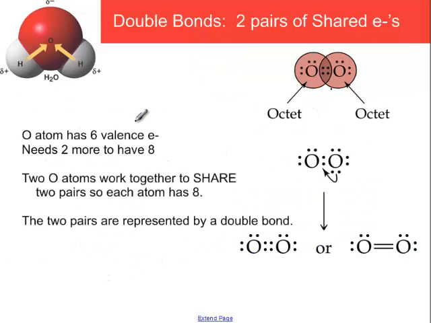Now let's look at oxygen. Oxygen has 6 valence electrons. And again, if you don't remember how to figure out valence electrons, you can cheat. You can look at your periodic table. The periodic table's group number will tell you the number of valence electrons.